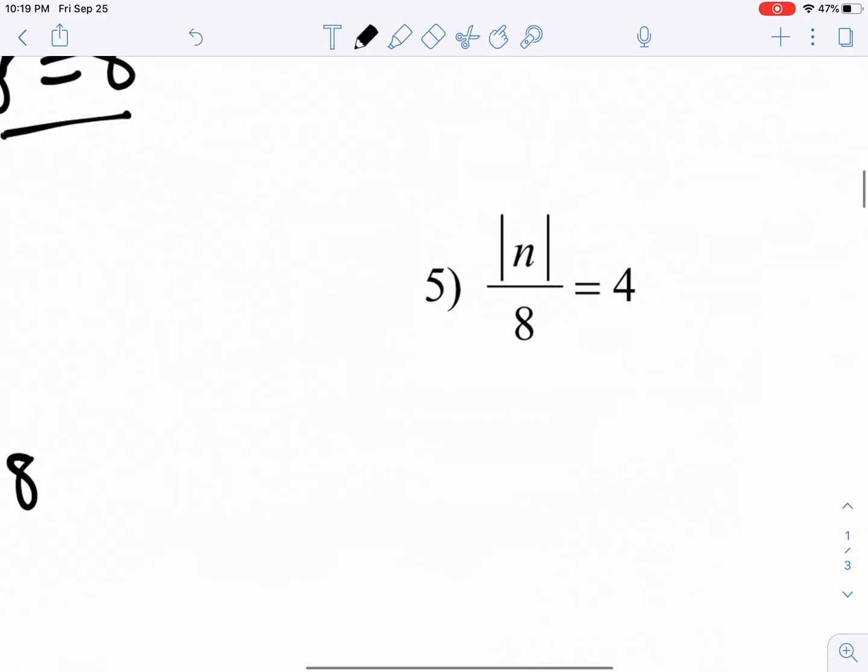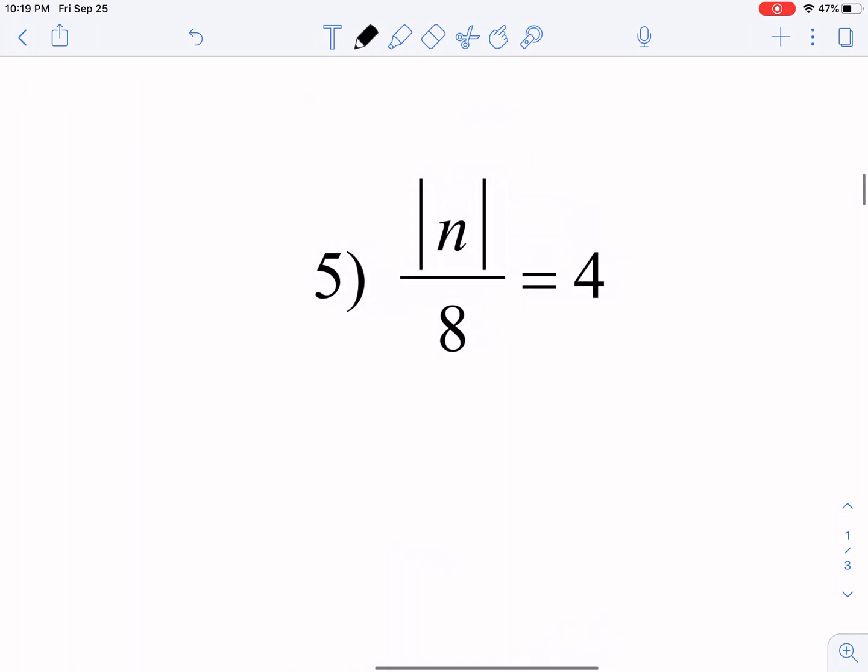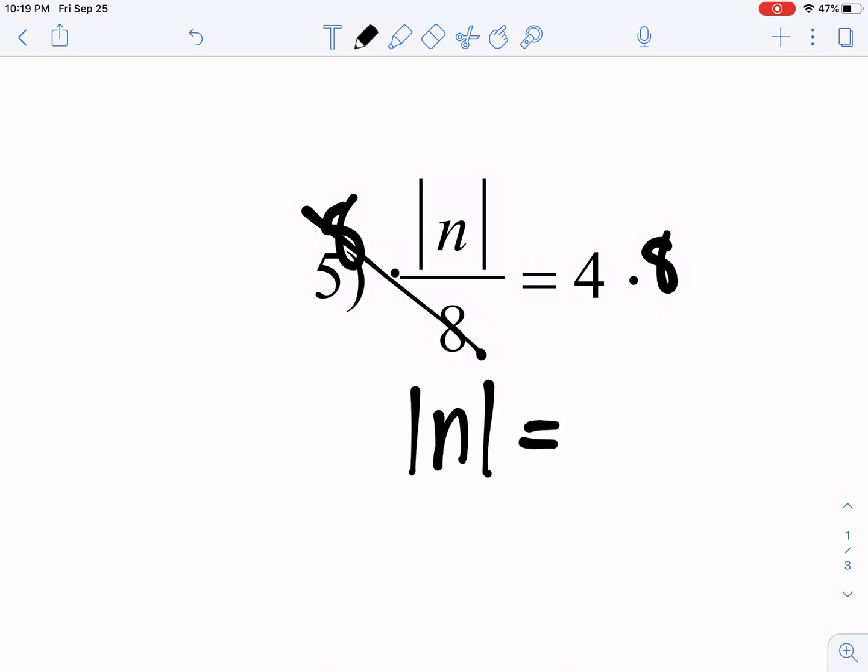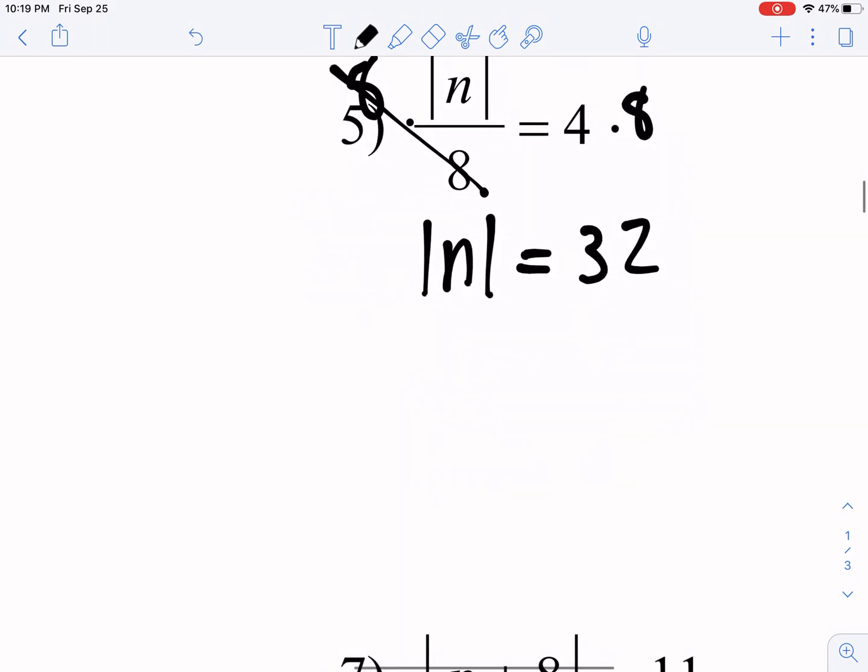Okay. So let's look at example 5 here. What's step number 1? Get the absolute value by itself. Well, what does this remind you of? It looks like a one-step equation, right? What would we normally do in a one-step equation? We would multiply 8 to both sides to clear the fraction, get rid of that division, but we have to do it to both sides. So that gets rid of my 8 there, and I get the absolute value of n equals, what's 4 times 8? 32, okay?